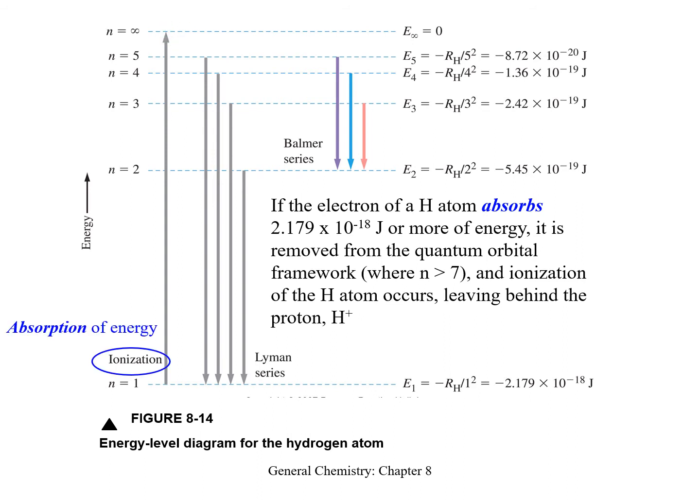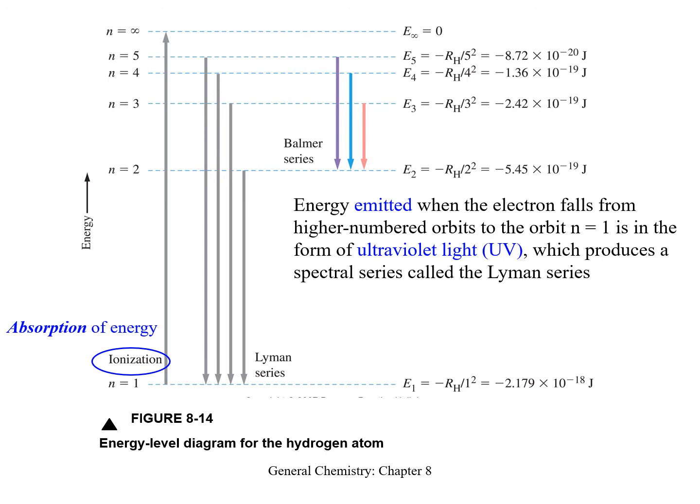And in doing so, the system will absorb energy. So when energy is emitted, let's say the electron stays within the quantum framework, energy is emitted when the electron falls from higher numbered orbitals to the orbital n equals 1. When that happens, it's the ultraviolet spectrum, which produces spectral lines called the Lyman series. So this is the Lyman series, where it goes from higher energy levels down to energy level 1, and that's in the UV spectrum, which we do not visibly see.